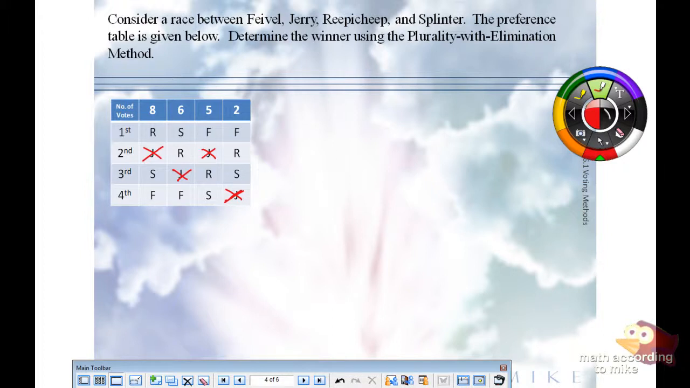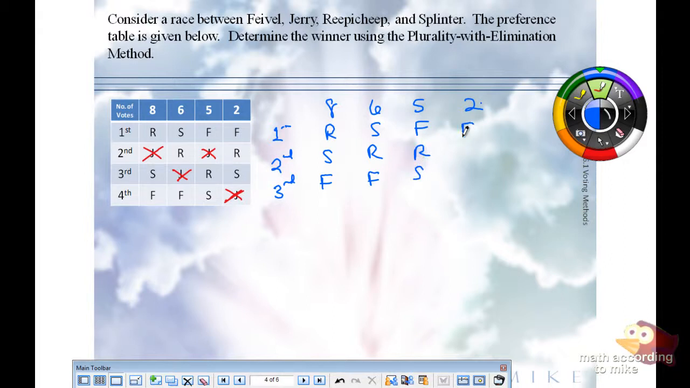And we're going to make a new chart. We keep the columns the same, 8, 6, 5, 2. The rows now change as first, second, third. And we just pretend Jerry wasn't there. So the first column now is R, S, F. Next column is S, R, F. And the next two happen to be the same. Technically, we could write this as one column. We're not going to. We don't need to.